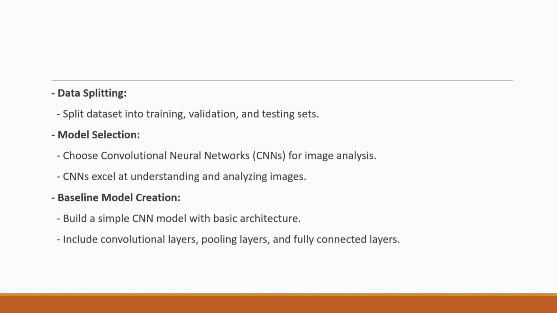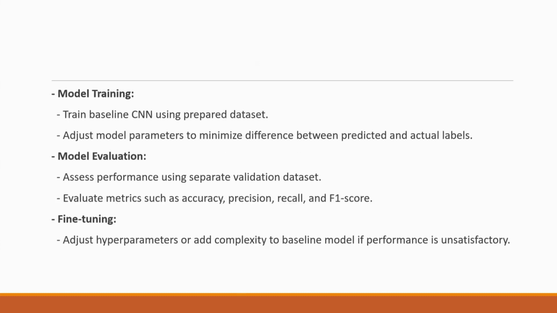Then we will build our baseline model, which will be a simple CNN. It will include convolution layers, pooling layers, and fully connected layers to detect skin cancer from the images. The exact number of convolution and pooling layers will be determined through experimentation. We will then train our baseline CNN using the prepared dataset. During training, we adjust the model parameters to minimize the difference between predicted and actual labels. Then, to assess the model's performance, we will utilize a separate validation dataset.